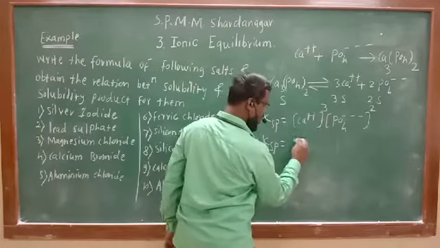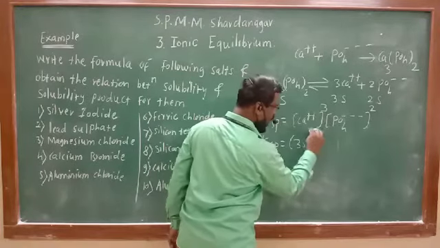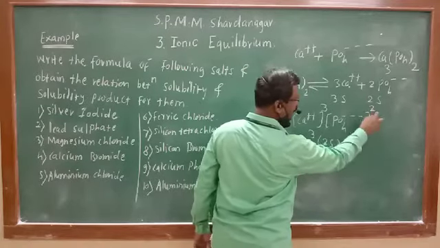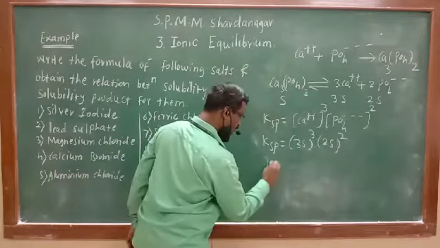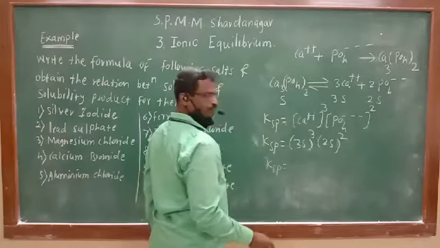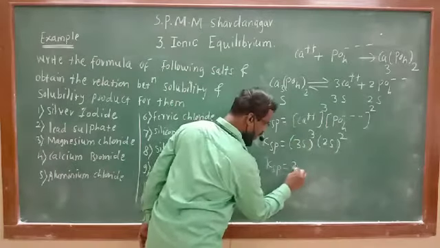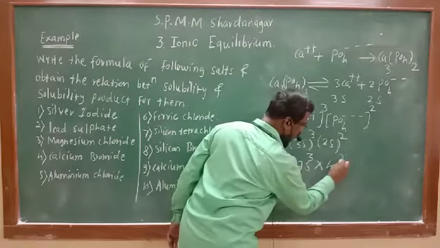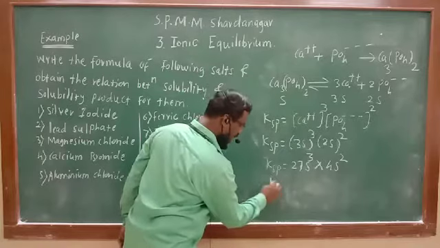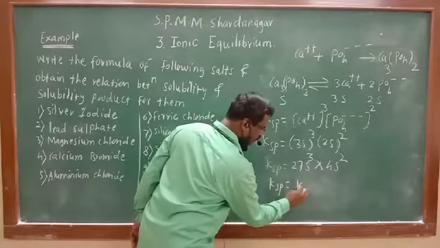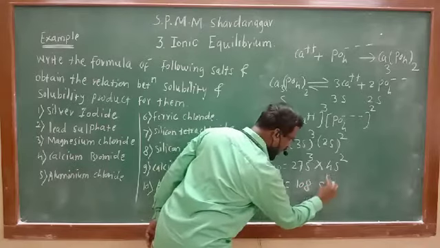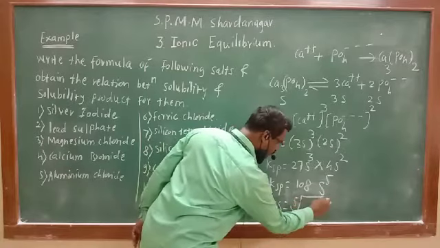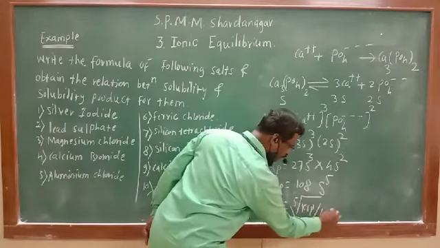Calcium 3s raised to 3. Phosphate 2s raised to 2. Therefore, the equation will be Ksp is equal to 3s raised to 3, 27s cubed, multiplied by 4s squared, and finally Ksp is equal to 108s raised to 5, or s will be equal to the 5th root of Ksp upon 108.